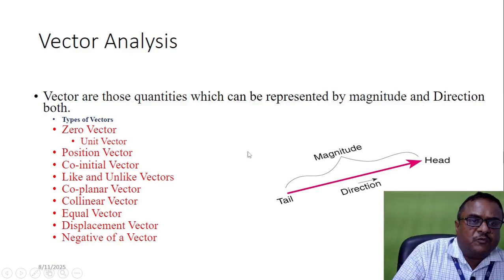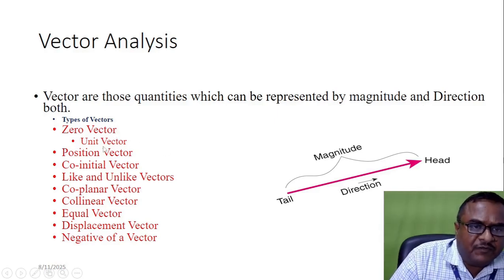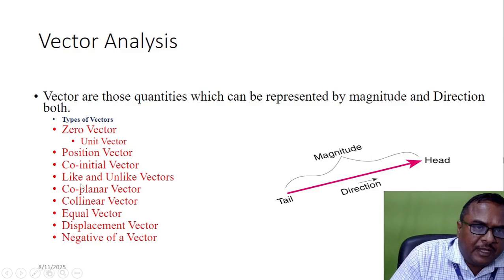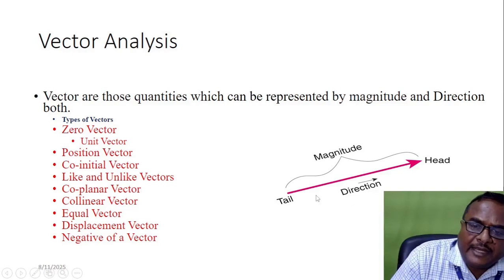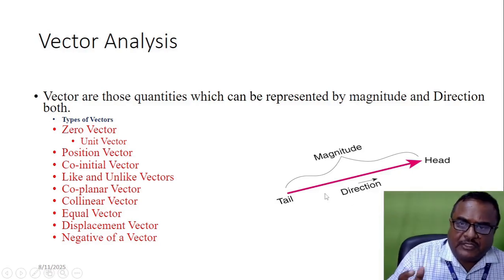Vector analysis: those quantities which can be represented by magnitude and direction. So we have the following types of vectors: zero vector, unit vector, position vector, co-initial vector, like and unlike vectors, co-planar vector, co-linear vector, equal vector, and displacement vector. And also we have the negative of a vector.